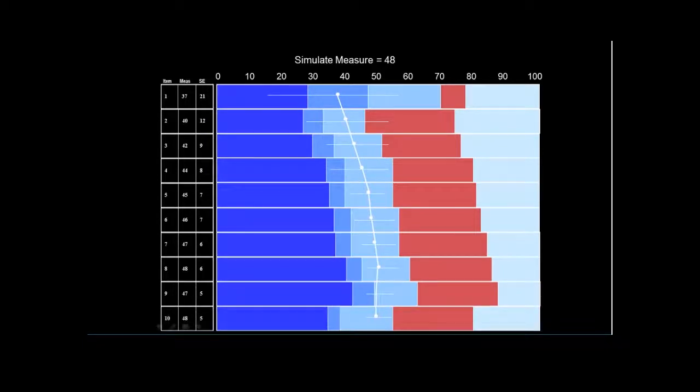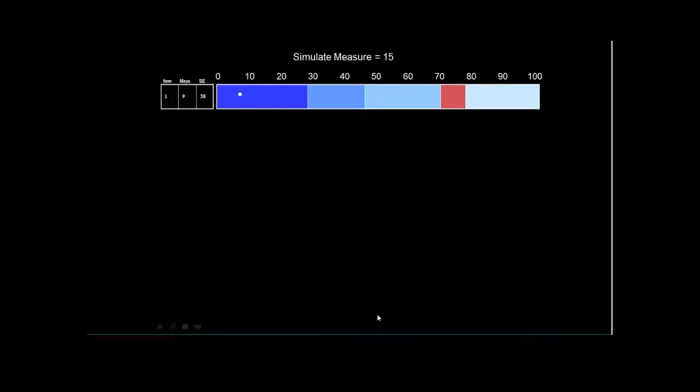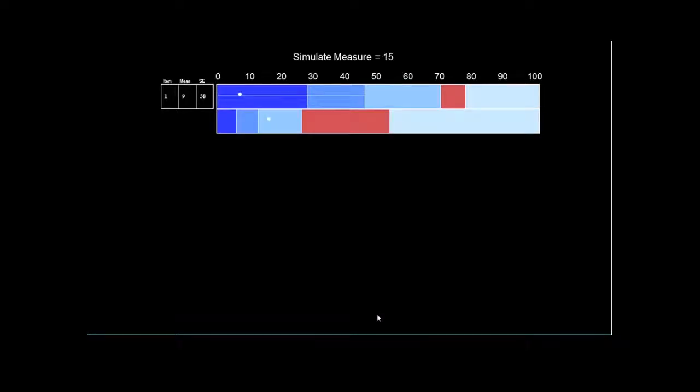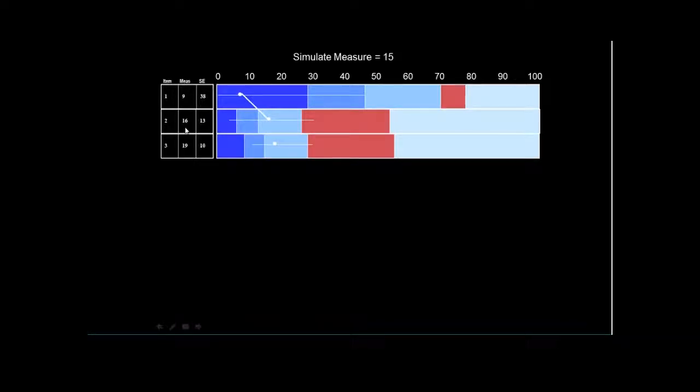These bars are the information for each answer, and you see we're shooting this person items where the middle response is right at their ability level. Simulation measure of 15, that's a person 3.5 standard deviations below the mean, a very difficult person to assess. After one item, their ability is 9, standard error 38. After 2, 16, standard error 13.